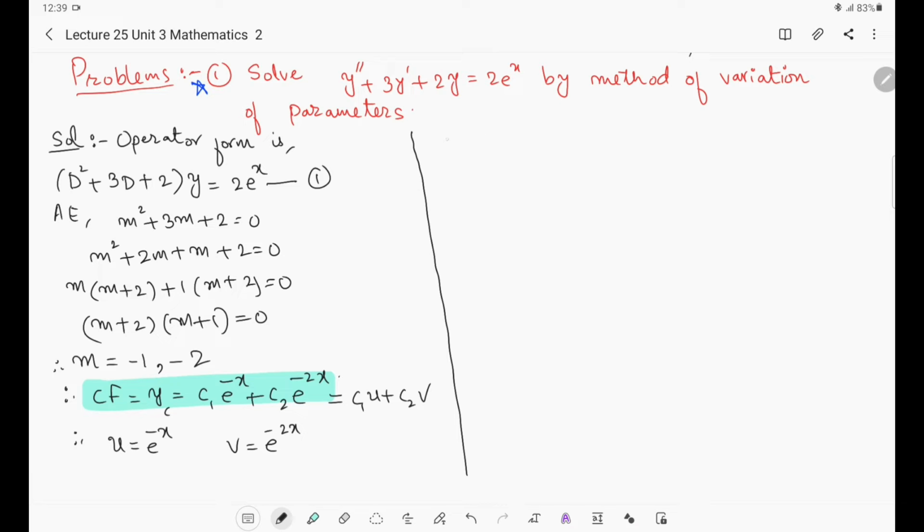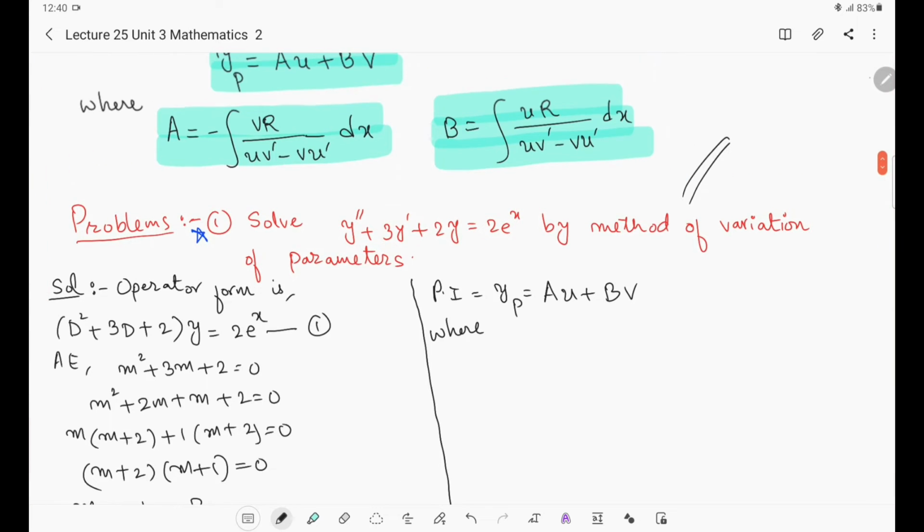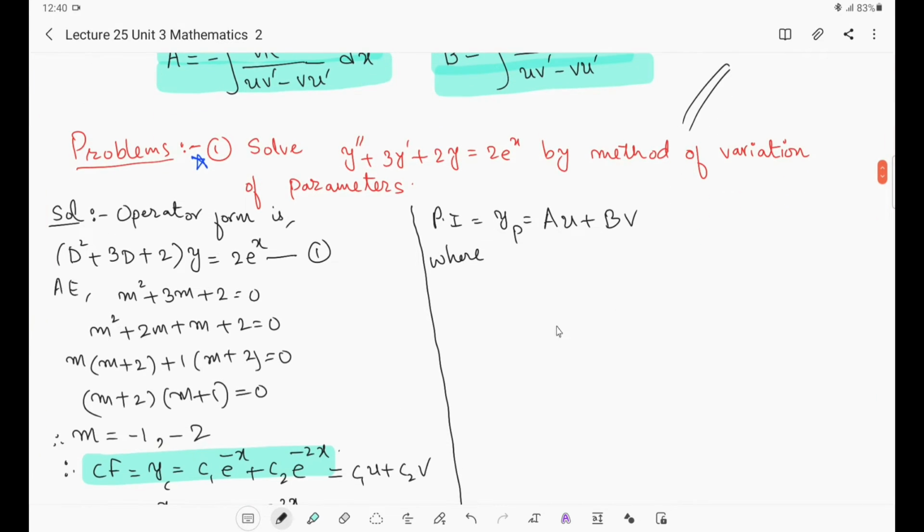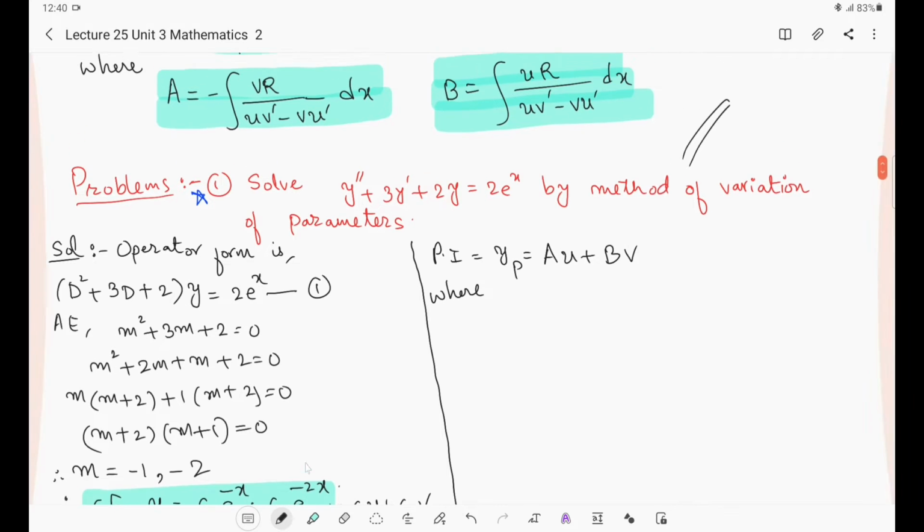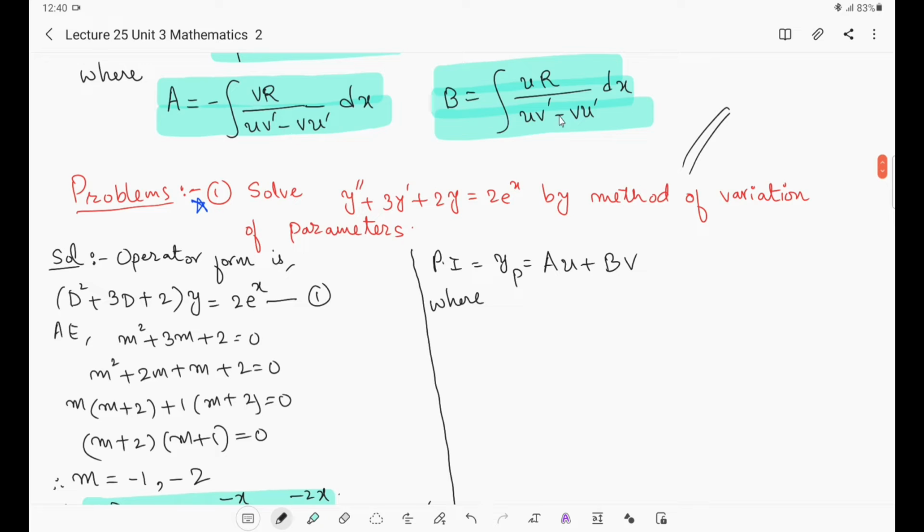Now what we have to do? The particular integral yp is given by a u plus b v, right. Where what is a and b? a and b are given by these two formulae. See, u and v are already available to us. u is e power minus x, v is e power minus 2x. So a is given by this integral, b is given by this integral, right. Now we have to evaluate this a and b.